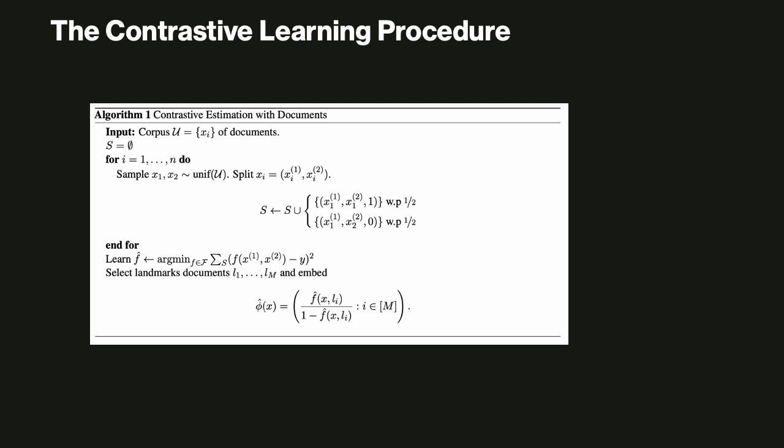Now, next we select landmark documents L1 to Lm and create a document embedding of the following form, where the above represents the similarity of document X to landmark document Li, and the bottom shows the dissimilarity of the two documents.